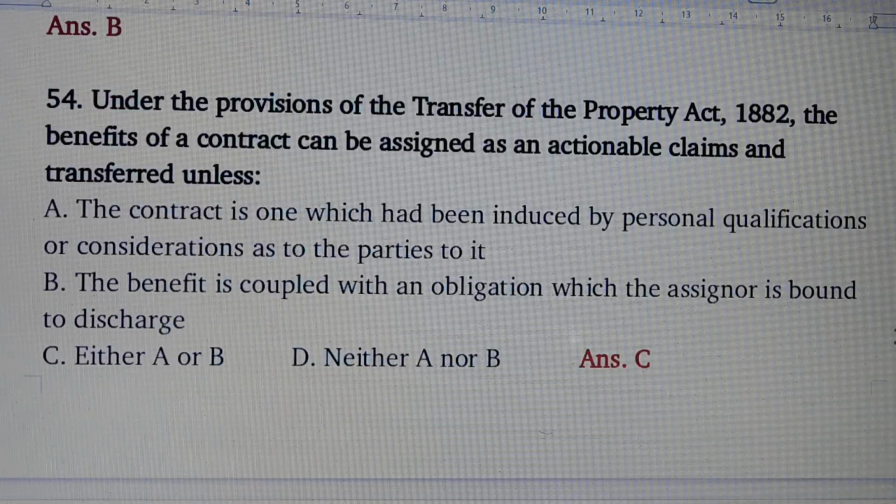Question number 54. Under the provision of the Transfer of Property Act, the benefits of a contract can be assigned as an actionable claim and transferred unless. Answer is option number C, either A or B, means option A, the contract is one which had been induced by personal qualification or consideration as to the parties to it. Option B, the benefit is coupled with an obligation which the assigner is bound to discharge.